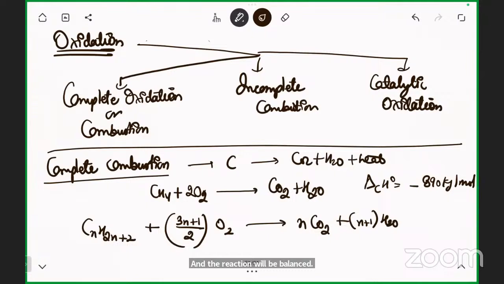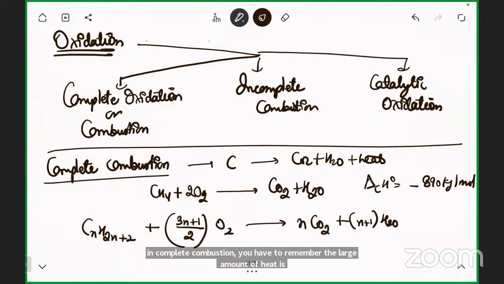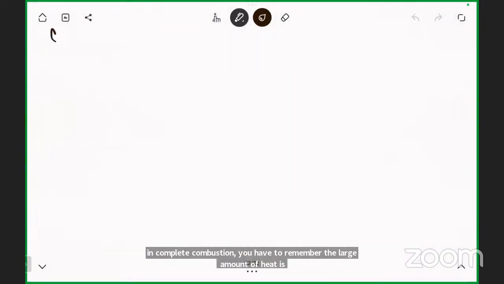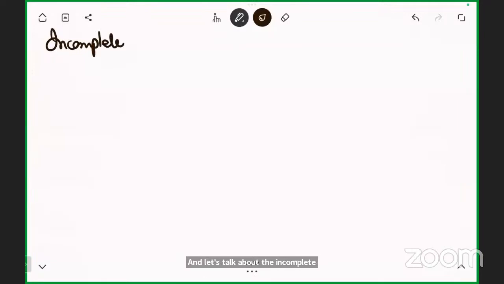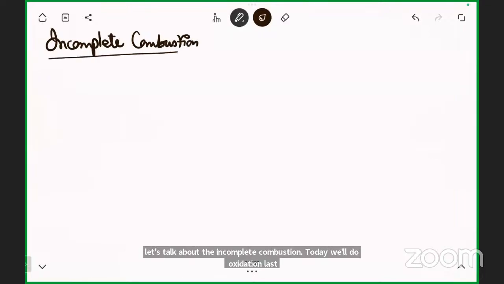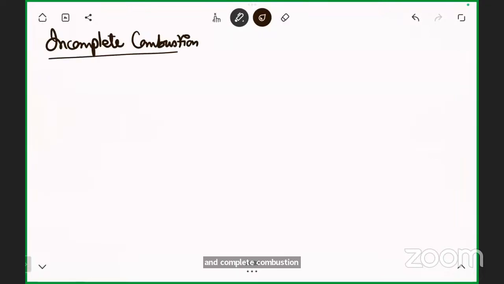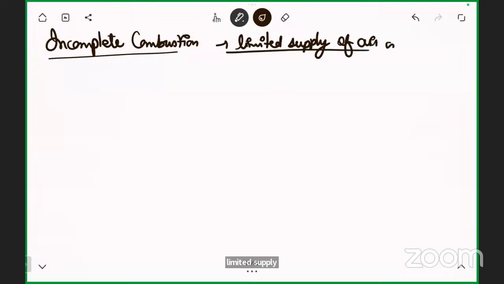In complete combustion, remember that a large amount of heat is evolved, or liberated. Let's talk about incomplete combustion. Today we'll do oxidation last. In incomplete combustion, we have a limited supply of air, or limited supply of oxygen. So instead of CO2, CO is formed.